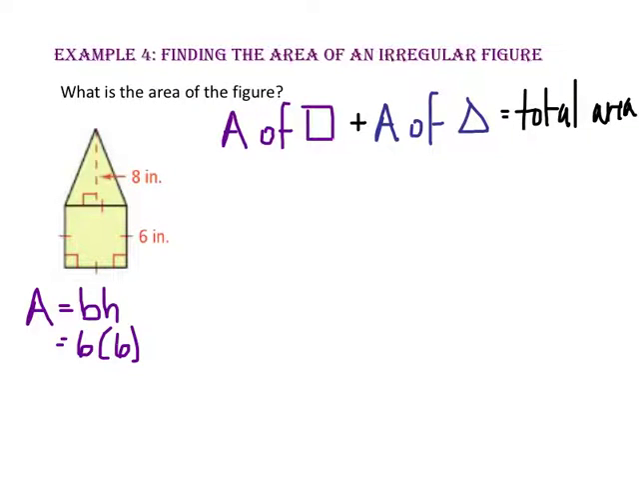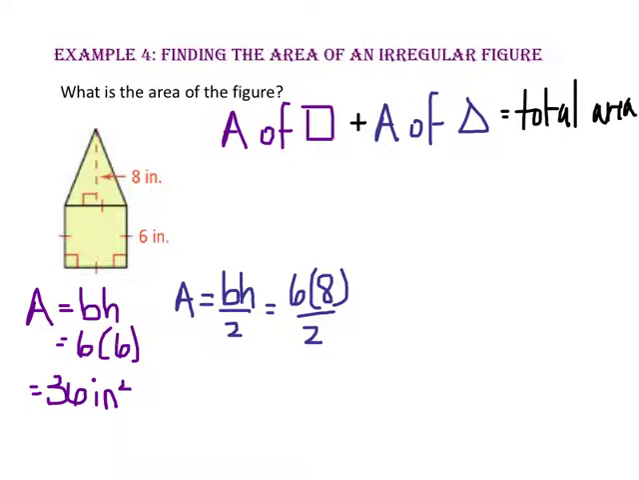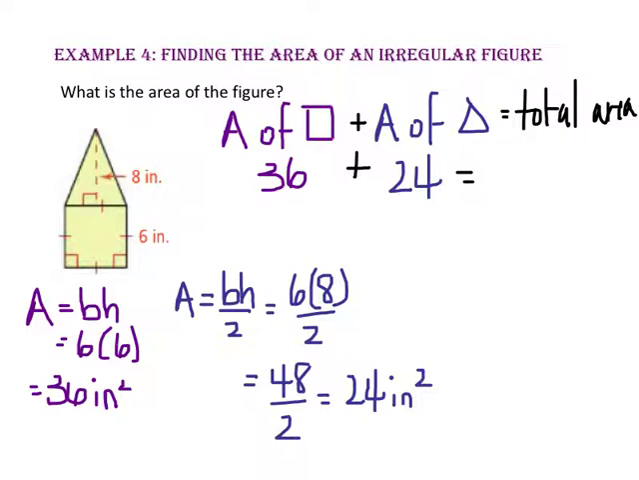So the square has an area of 36 inches squared. For the triangle, area equals base times height divided by 2. We will use 6 for our base and 8 for our height. 6 times 8 is 48, divided by 2 is 24. So the area of our triangle is 24 inches squared. Now we need to add the area of the square to the area of the triangle for a total area of 60 square inches.